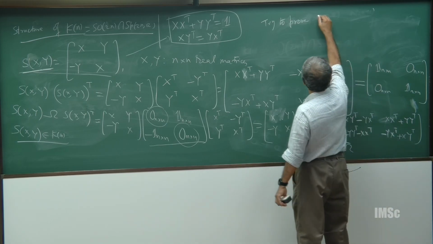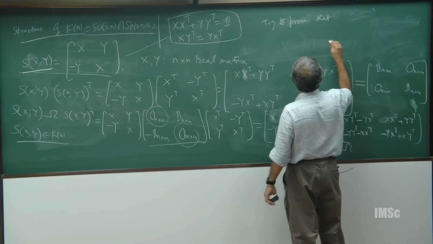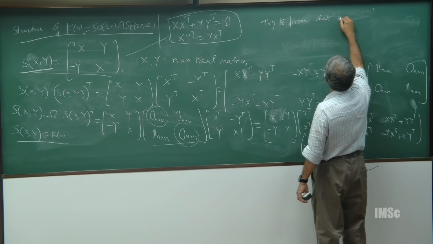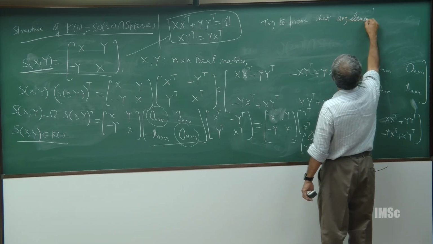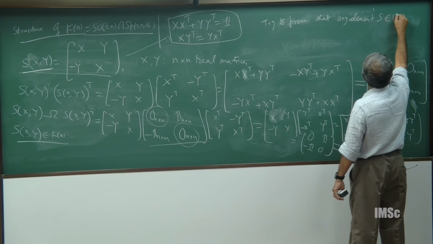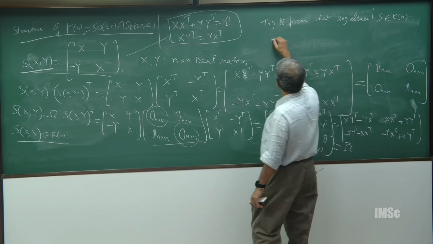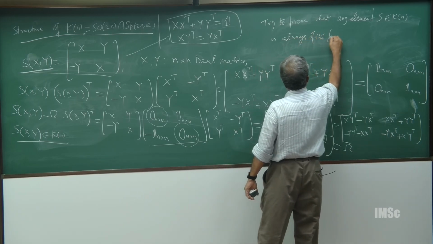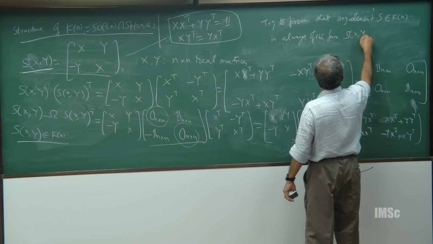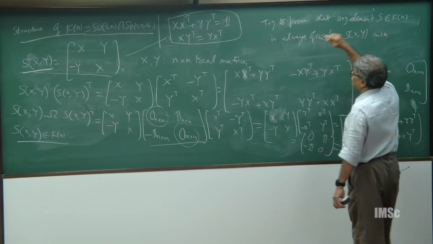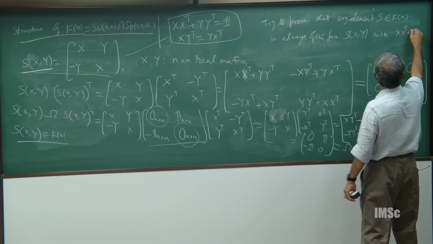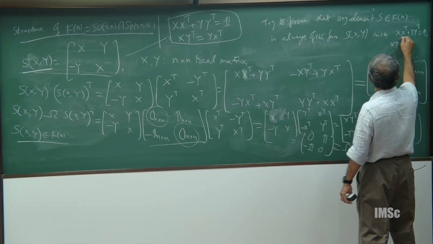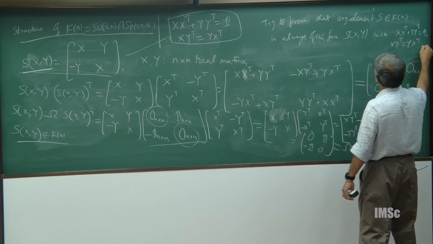So, try to prove that any element S belonging to Kn is always of the form S(x,y) with this condition, what I said: x transpose plus y transpose is equal to identity, and x y transpose is equal to y x transpose.